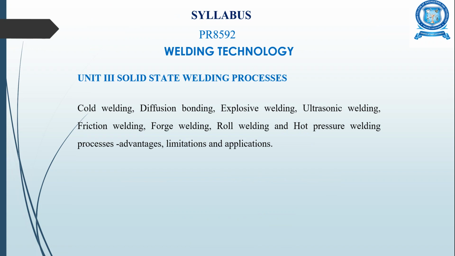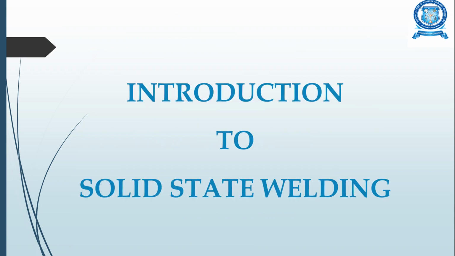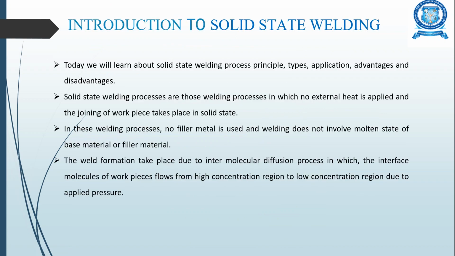So you have the syllabus like different types of solid state welding processes. The first one is cold welding, diffusion bonding, explosive welding, ultrasonic welding, friction welding, forge welding, roll welding, hot pressure welding, and you will be studying about the various advantages, limitations, and applications of all these solid state welding processes. So, introduction to solid state welding.